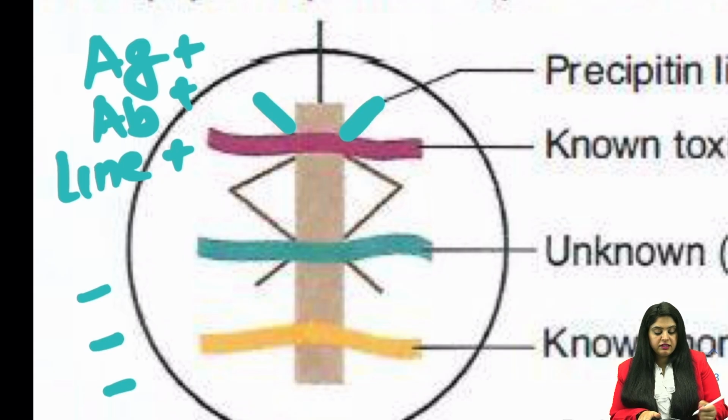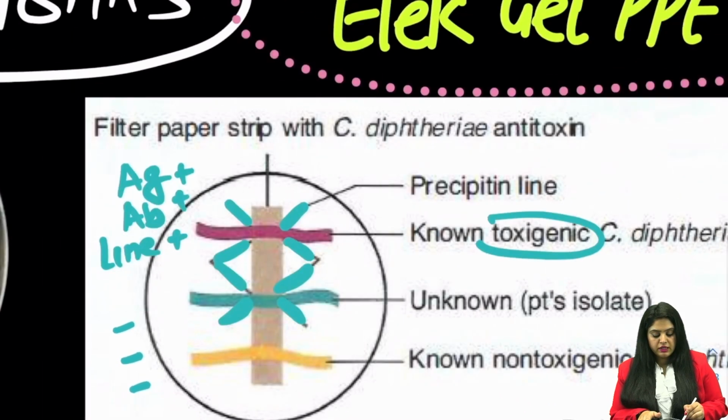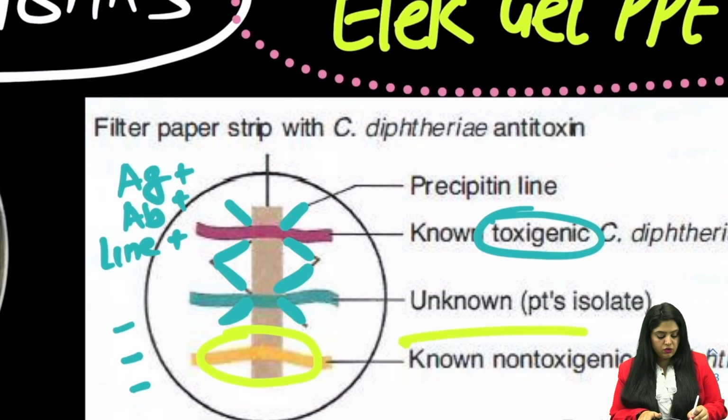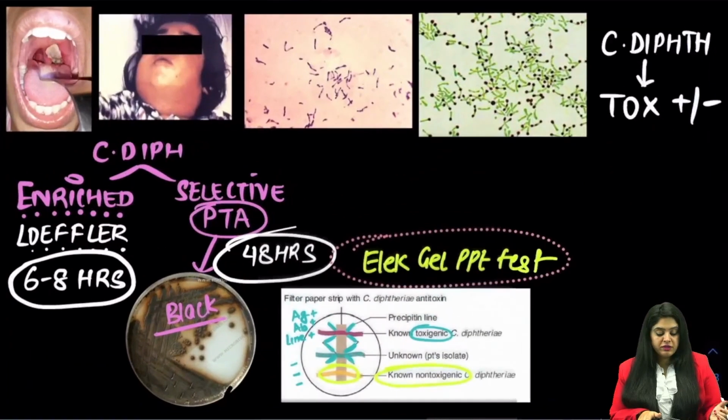So look, line is seen, meaning toxin was there. Line is seen, line is seen. Wherever lines are seen, this means toxin was there. These were toxigenic. Whereas over here in the last one, do you see any line anywhere in this region? Any precipitin line? No. It means this was non-toxigenic. So I hope that's okay with everyone.